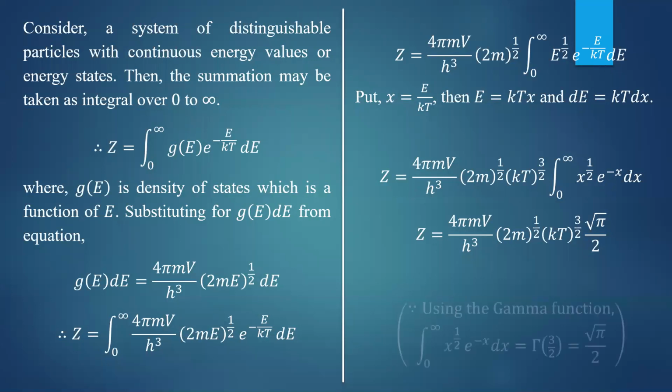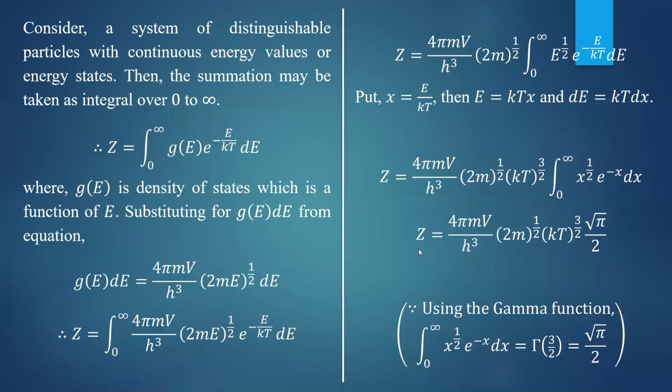Already you know that the gamma function, the integral of x to the power half into e to the power minus x with respect to dx, will be gamma of 3 by 2. Gamma of 3 by 2 is actually 1 by 2 into square root of pi, since gamma of half is square root of pi. So gamma of 3 by 2 is square root of pi by 2.